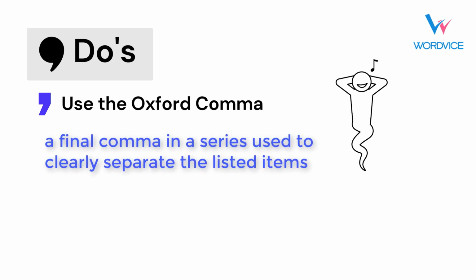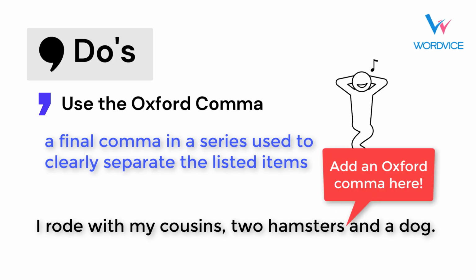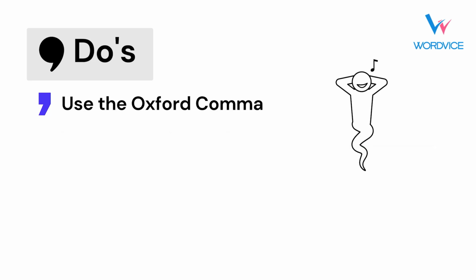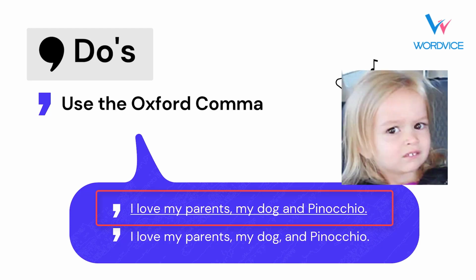In some academic styles, a comma is included after the second to last item in the list. This is called an Oxford comma or serial comma. It is used to add clarity to your meaning, especially when individual items in a list could be misinterpreted as modifiers or groups of items. For instance, I love my parents, my dog, and Pinocchio. Without an Oxford comma, the meaning of the sentence is unclear. Is the author saying his parents are his dog and Pinocchio?